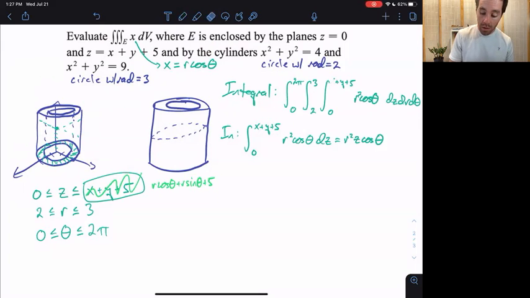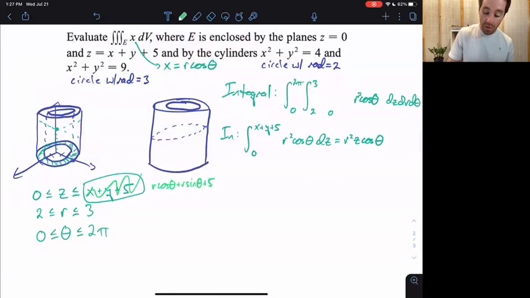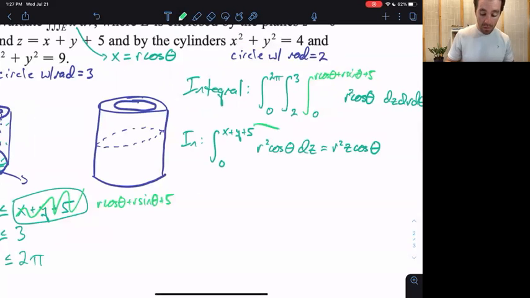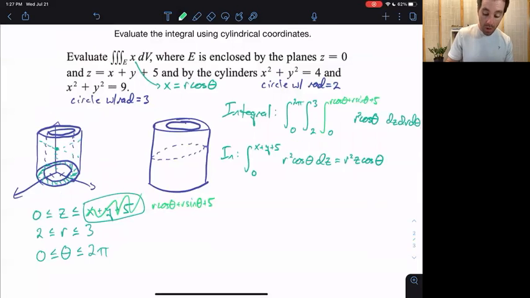So let me go back and fix that. That's now integrated from z equals 0 to z equals r cosine theta plus r sine theta plus 5. And this right here is just going to get replaced with that. Okay, so r squared z cosine theta, we're back on track. And this is going to get evaluated at z equals 0 and z equals r cos theta plus r sine theta plus 5. This might be a little messy.